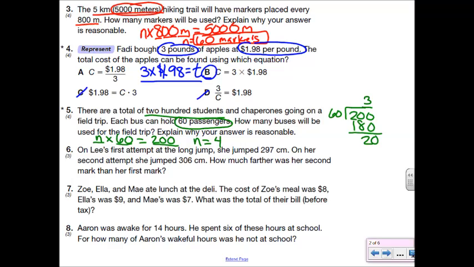And then explain why your answer is reasonable. If you thought of 50 passengers on each bus, and the buses you need to fit 200 people on, 50 goes into 200 4 times, that would be reasonable, because that's about the answer we got. So you need 4 buses.